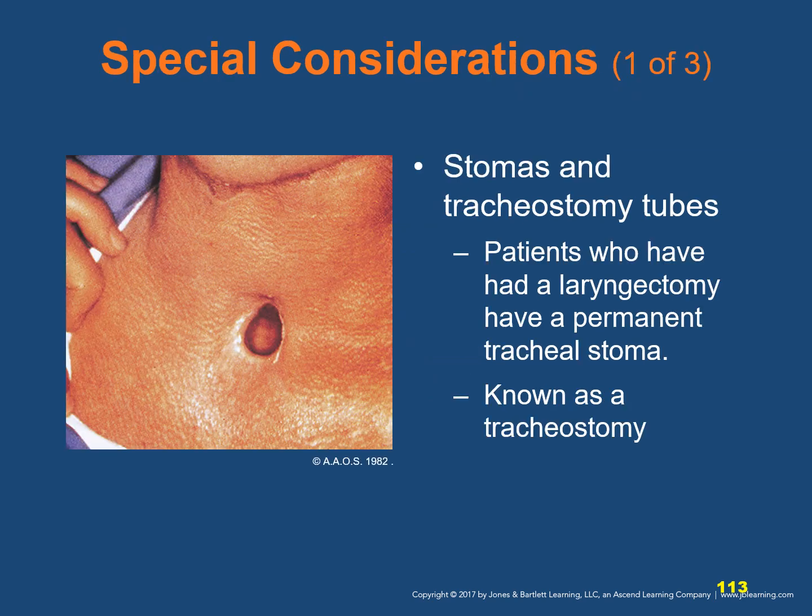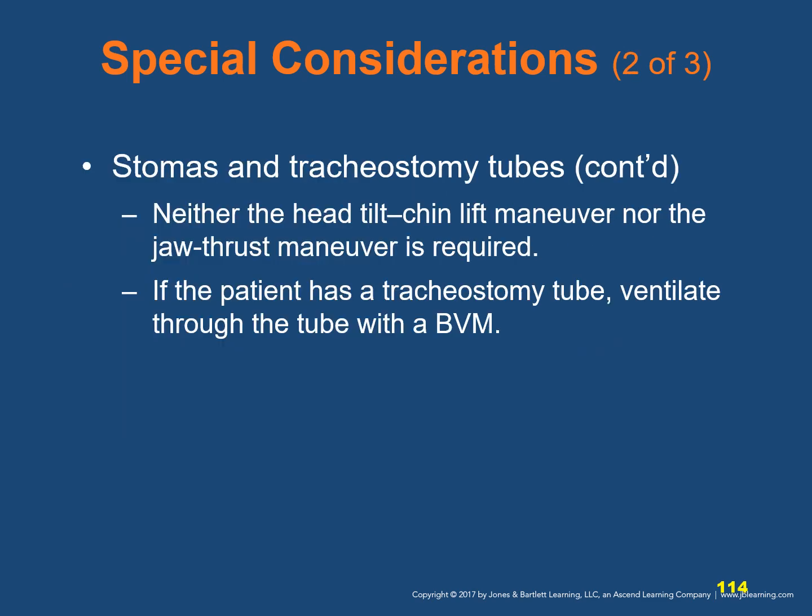Special considerations are stomas and tracheostomy tubes. Patients who've had a laryngectomy, or surgical removal of the larynx, have a permanent tracheal stoma, which is an opening in the neck that connects the trachea directly to the skin. This is known as a tracheostomy. Patients may have other openings in the neck depending on the type of operation they've had performed. Ignore any opening other than the midline tracheal stoma. It is the only one that can be used to put air into the patient's lung.